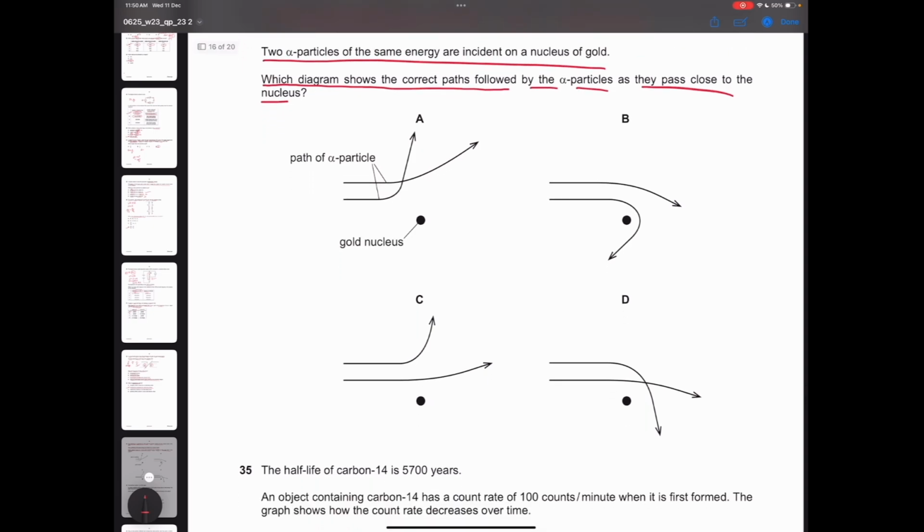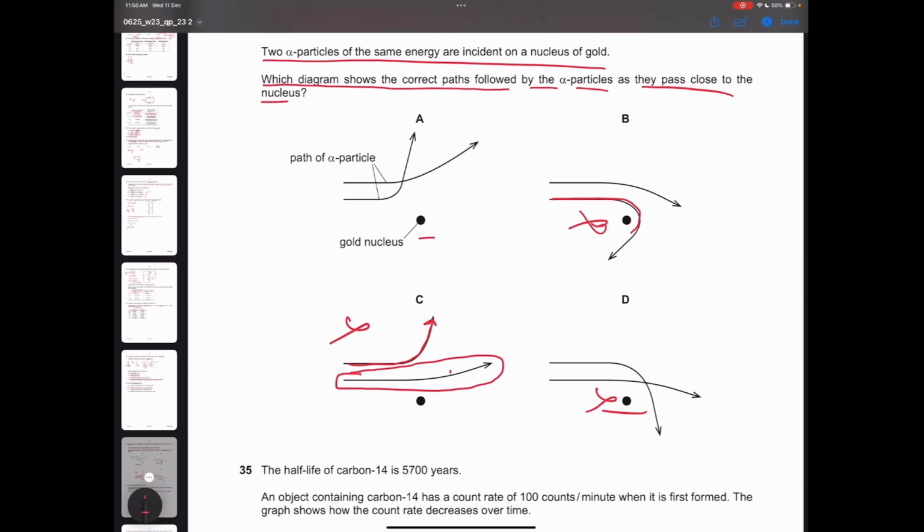Now just think about it. The closer it is to the nucleus, the more deviation there will be. If you look at option C, this one is closer to the nucleus, but there is less deviation here and more deviation there. What kind of logic is this? Option C is wrong. In option B, this is clearly showing attraction. There is no attraction. The alpha particle is positive, the nucleus is positive. So option B is incorrect. Option D as well is showing attraction, so it is incorrect.